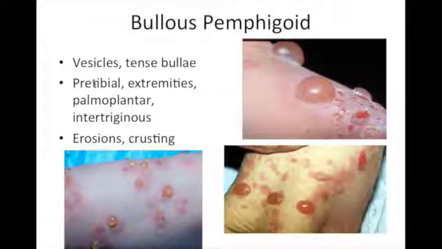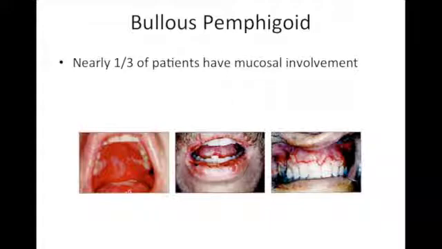Can occur pretty much anywhere. Erosions, crusting can be seen, and not infrequently we will see hemorrhagic bulla. Probably the number 1 and 2 differential with this is EBA or linear IgA bullous dermatosis. A third of patients may present with oral erosions.